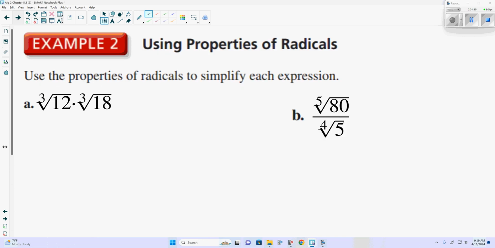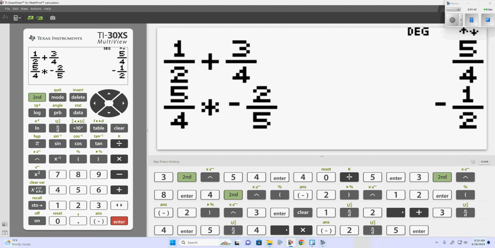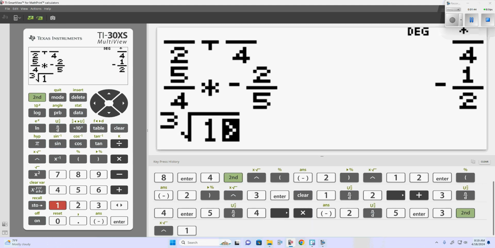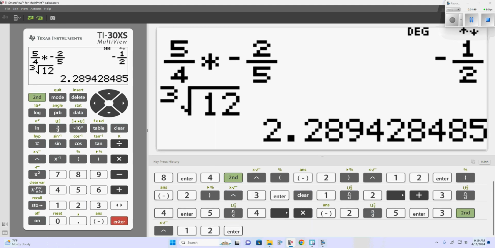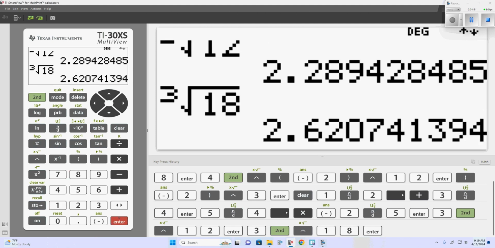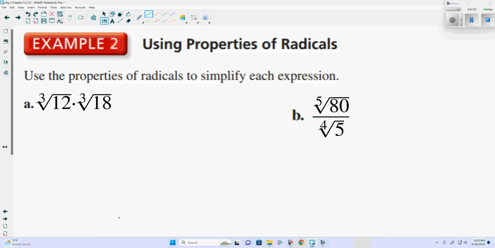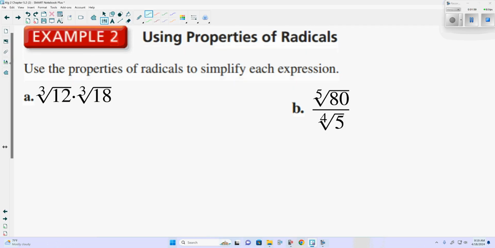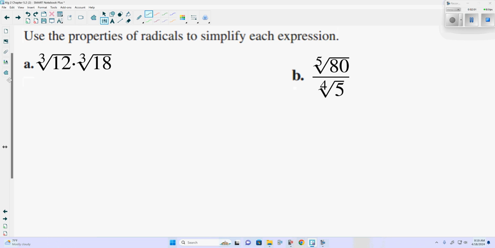So if we look at this first one here, we have the cubed root of 12 times the cubed root of 18. Now I can take the calculator and say cubed root of 12. That's not a nice number. And neither is the cubed root of 18. Now we could try plugging the whole thing in and it will give us an answer, but it won't always give us a nice answer, because if it doesn't, we have to reduce this.